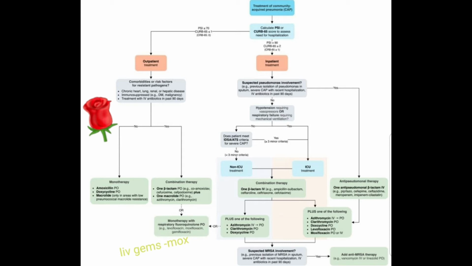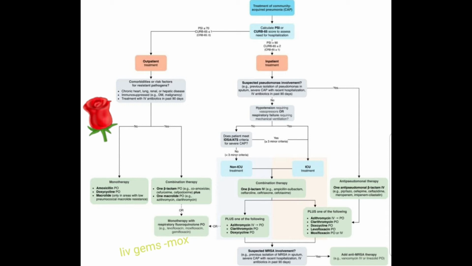Suppose you are choosing monotherapy, then you will choose amoxicillin, doxycycline, or a macrolide, either of them per oral. But macrolide only in areas with low pneumococcal macrolide resistance, because usually there are areas where there is macrolide resistance. So only choose macrolide where pneumococcal macrolide resistance is very low.